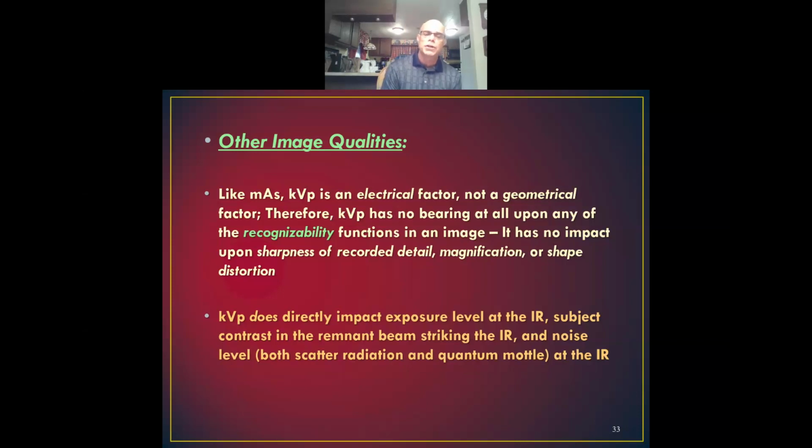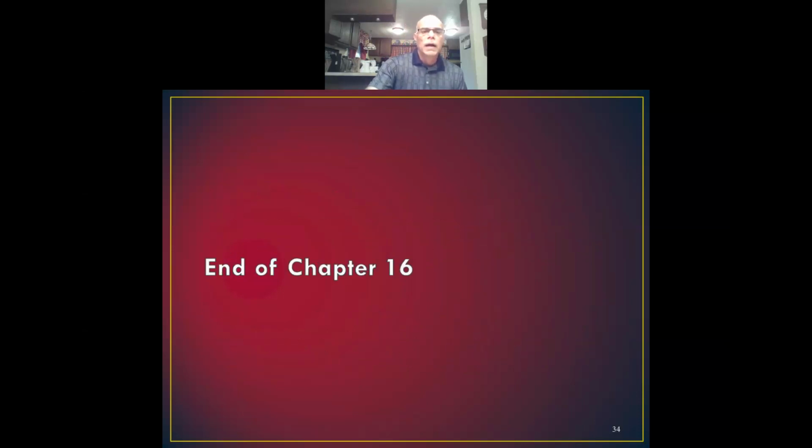Go back and study that chapter. Remember recognizability functions of an image. How well can we tell what the image is? Recognizability. It has no impact upon sharpness of recorded detail, magnification, or shape distortion. KVP does directly impact exposure level at the IR, subject contrast in the remnant beam striking the IR, and noise level, both scatter radiation and quantum mottle at the IR. And that is the end of chapter 16, guys.